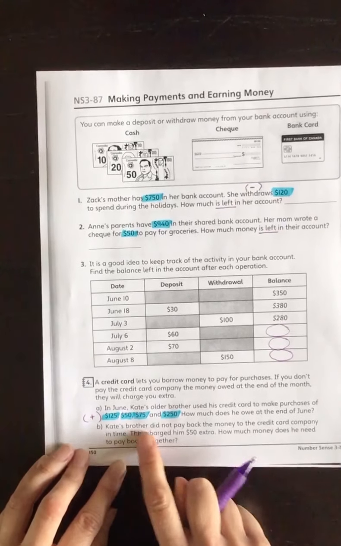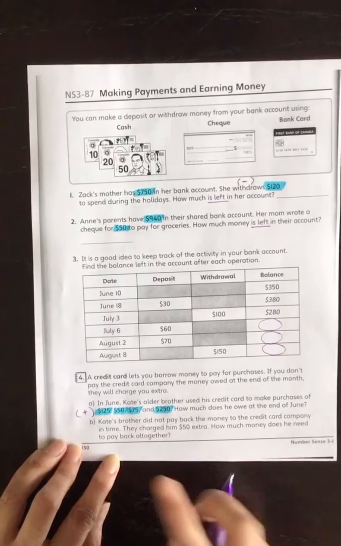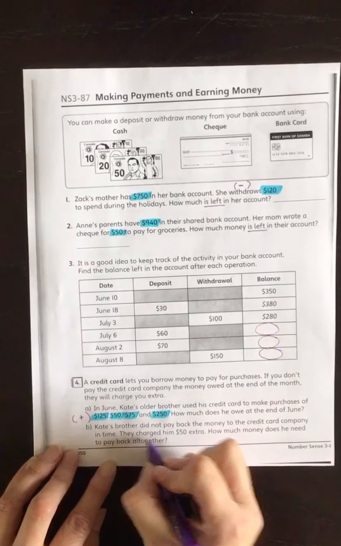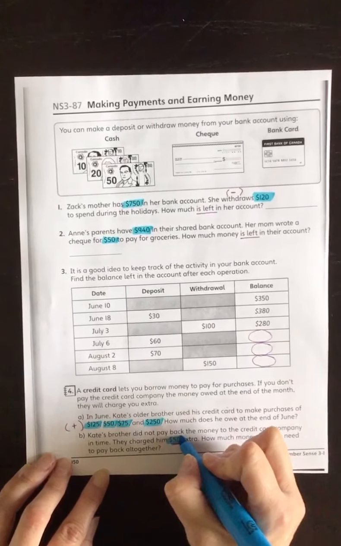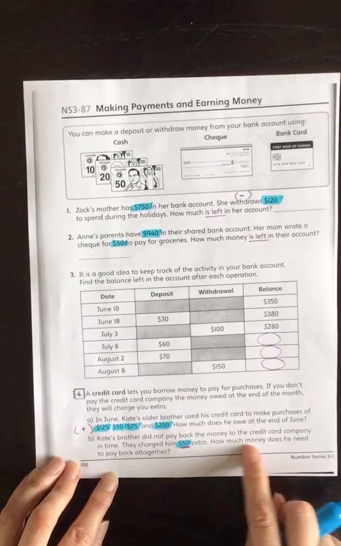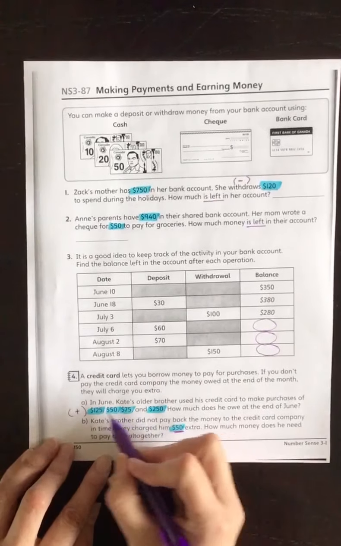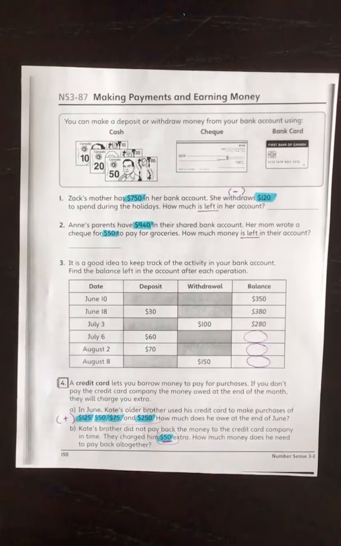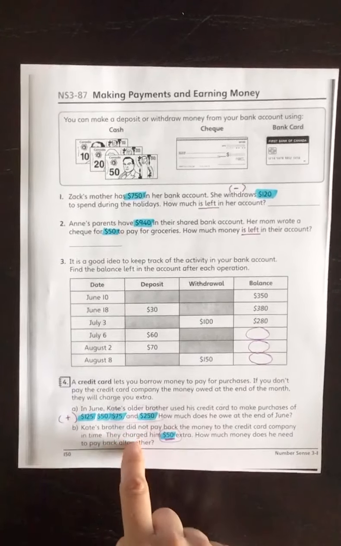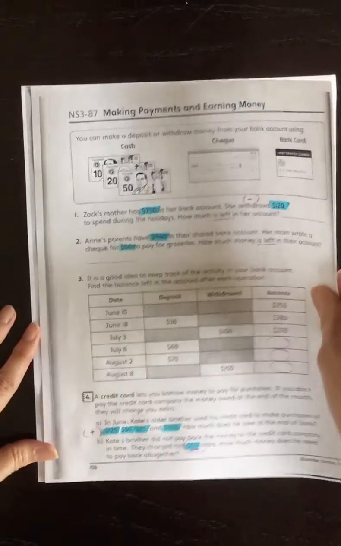Then it says Kate's brother did not pay back the money to the credit card company in time. What did they do? They charged him $50 extra. That's called the interest that he has to pay. Now how much money does he need to pay back altogether? Well, you're going to add whatever amount you get here to this amount here, and that'll give you your new total. He really should have paid his credit card company back in time. So that's the first page, 150.